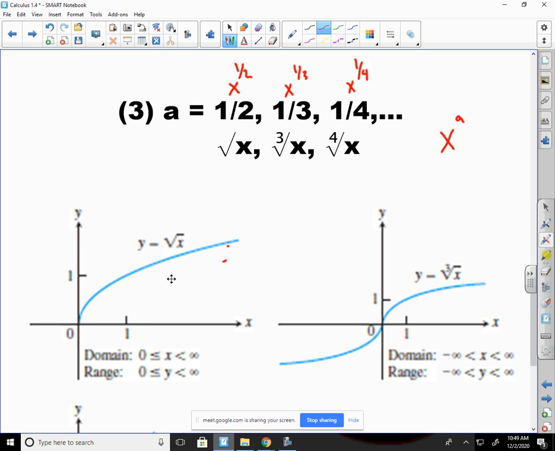So our first one is the square root of x. And when we look at that graph, you'll notice that it's only on the right side of the y-axis. That's because you can't take the square root of a negative. So it's going to be going up and to the right. Our domain is from 0 to infinity, and our range is also from 0 to infinity.